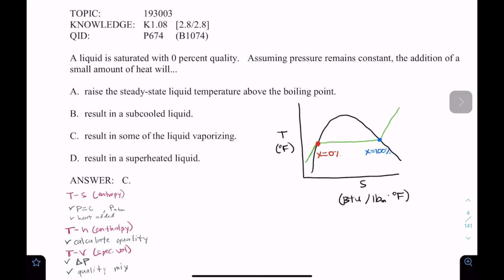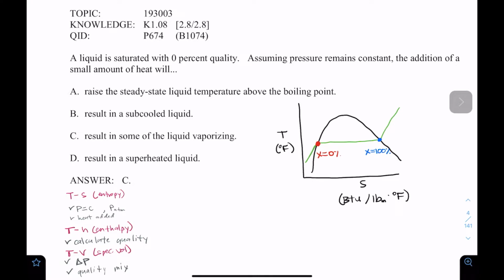So assuming pressure remains constant, this is my pressure line. Pressure remains constant, the addition of a small amount of heat. So if I add a tiny bit of heat, right, I'm going to move in that direction. What's going to happen if I move in that direction? If I add heat, I cannot move above, that's changing my pressure, right? So I'm still having the same temperature, right? So if I add a little bit of heat, what's going to happen?